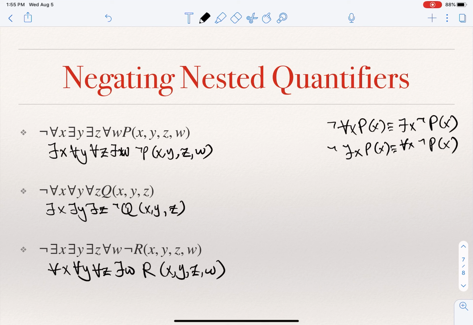Okay. So it's a very simple way of thinking about negating statements that have nested quantifiers in them. And this actually wraps up our discussion of quantified formulas and how to have them in a nested format and what happens when we negate them.